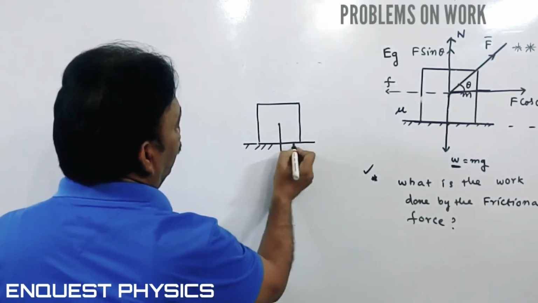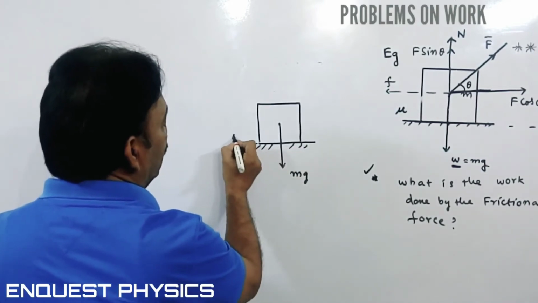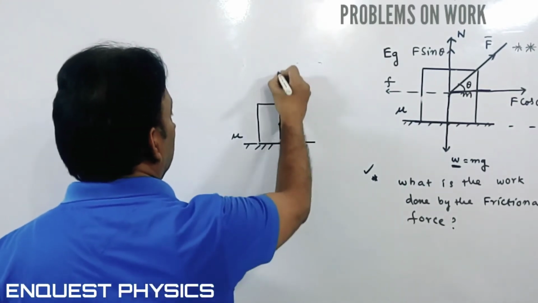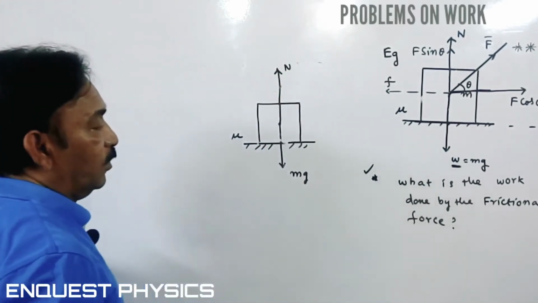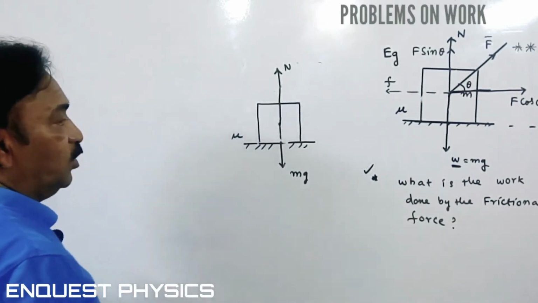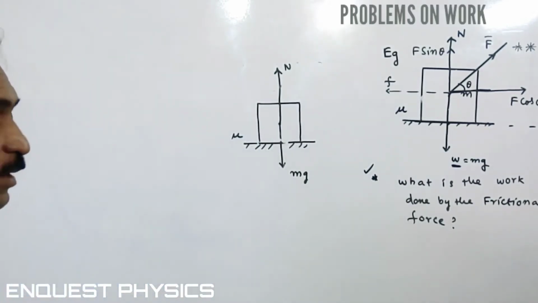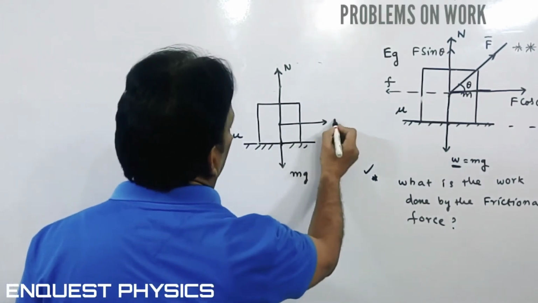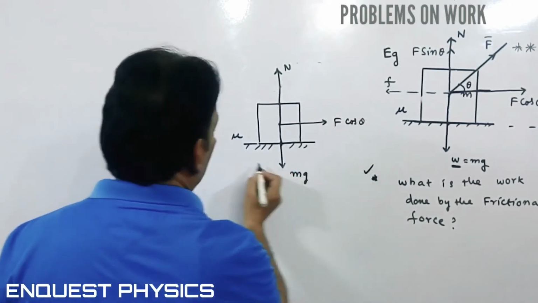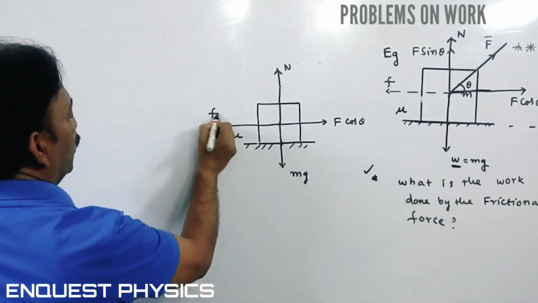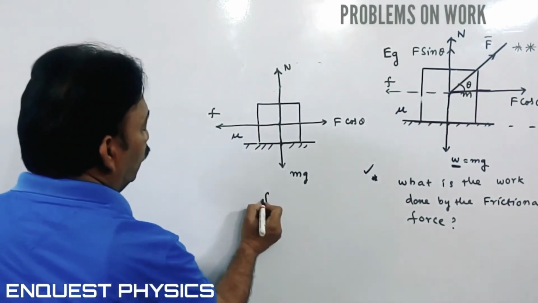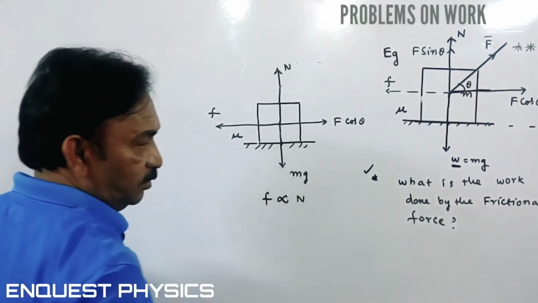Okay, students, we learned that it is a rough surface which has a coefficient of friction of mu, and obviously there is the normal reaction. Then we have to find the work done by the frictional force. The applied force has the component F cos theta, and obviously the frictional force will act in this direction. Here, as you know, frictional force is directly proportional to the normal reaction.